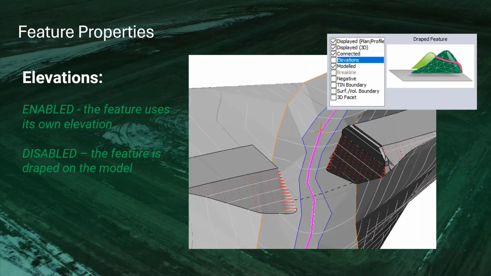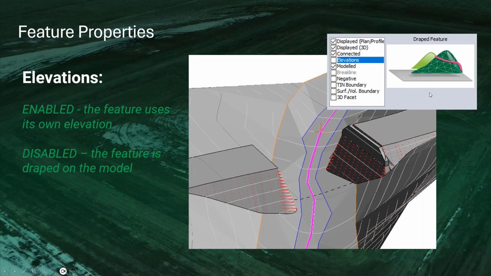Elevations is one of the key ones. This is a feature property that we use to control whether the feature uses its own elevation, or when disabled, that means the feature is draped on the model. The example shown on the screen here is a thalweg, and it's draping on the model. So we're able to bring different features into the software, and you can set that property to keep their own elevation or disable it and drape them on the TIN surface.